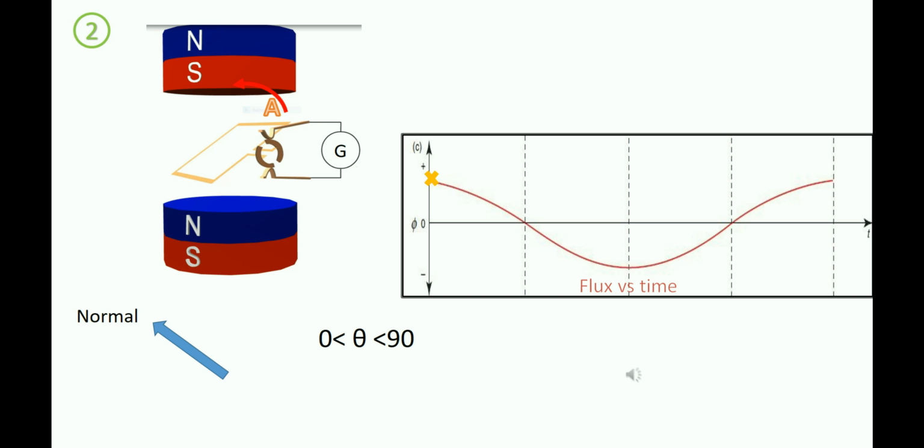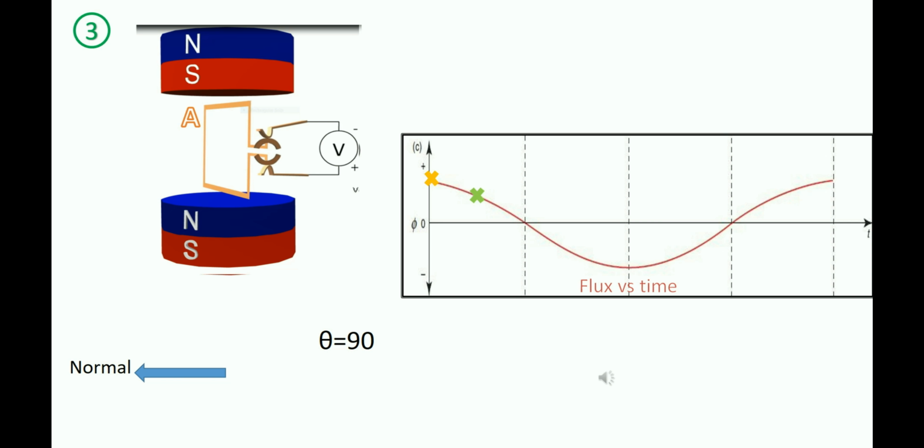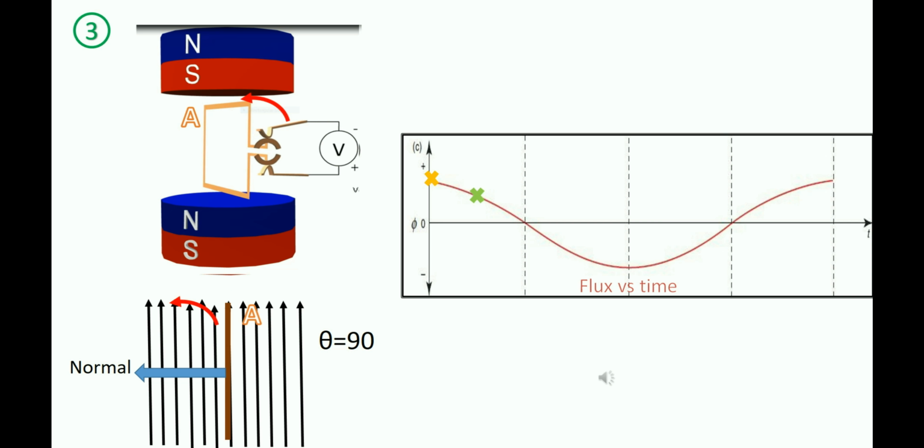As the coil rotates and part A moves towards the left, theta increases. From the cosine graph, we can see that the value of cosine theta decreases when theta increases within the range of 0 to 90 degrees. Therefore, the magnitude of the magnetic flux decreases too. From the diagram, we can also see how the magnetic flux decreases because the number of magnetic field lines cut by the coil is lesser than before. When theta is 90 degrees, where the coil becomes parallel to the magnetic field, there is no magnetic flux as the coil does not cut the magnetic field lines.